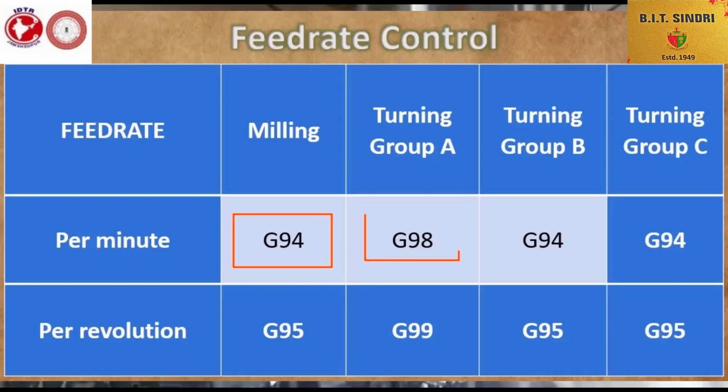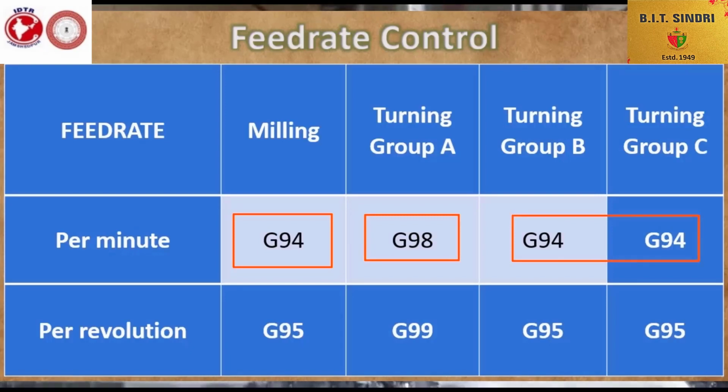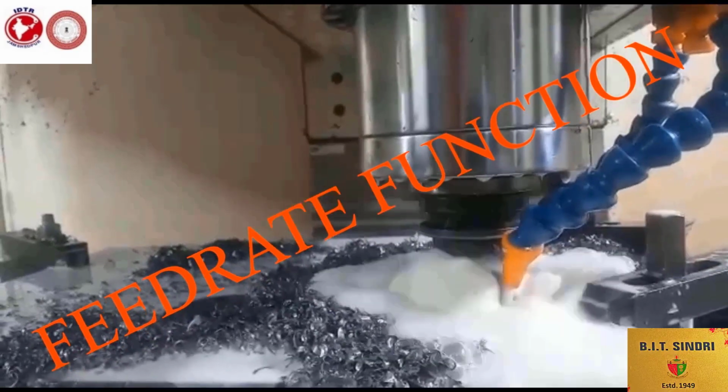In group A, the G code for feed rate per minute is G98. For groups B and C, it is G94. CNC lathes use primarily feed rate per revolution mode. The next topic is the feed rate function.